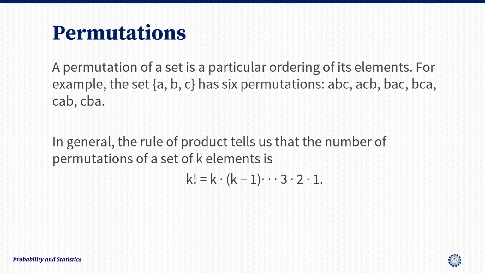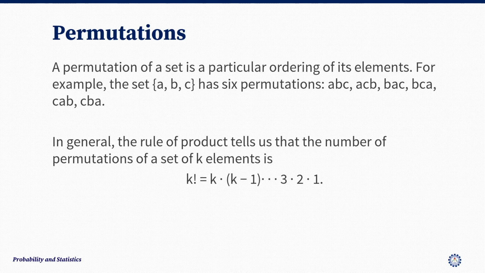Let's come now to permutations. A permutation of a set is a particular ordering of its elements. For example, the set ABC has 6 permutations: ABC, ACB, BAC, BCA, CAB, and CBA. We found the number of permutations by listing them all.